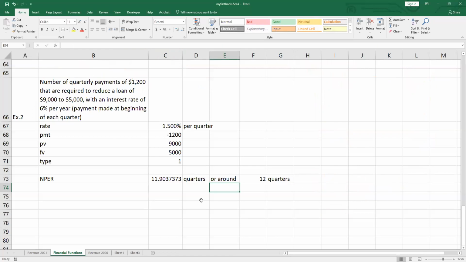For anyone who just answers 12 months, you have to justify the problem. You say that you want to find the number of quarterly payments, and also you turn 6% per year interest to be percent per quarter. So the answer must be number of quarters.